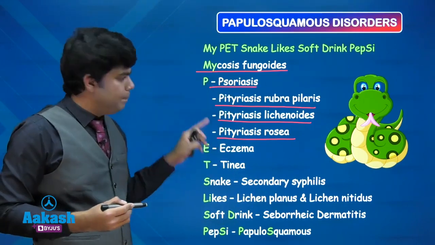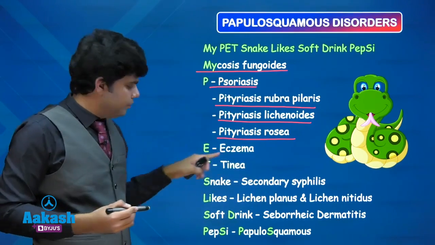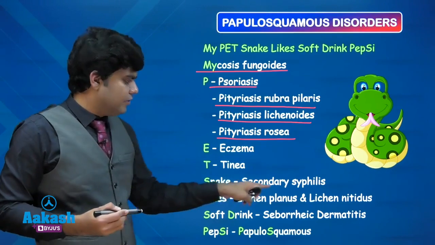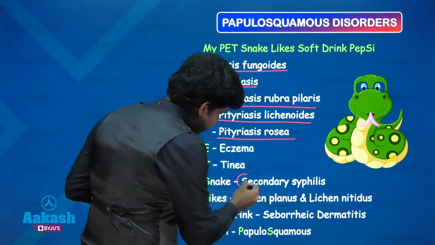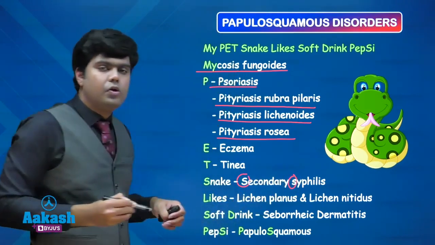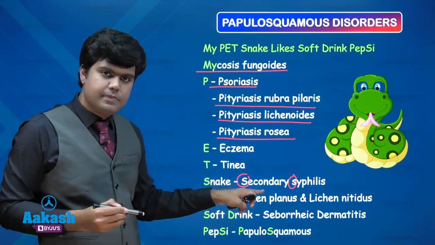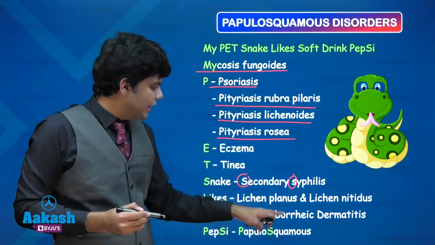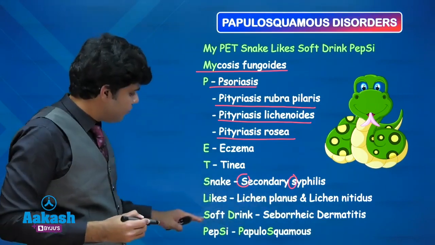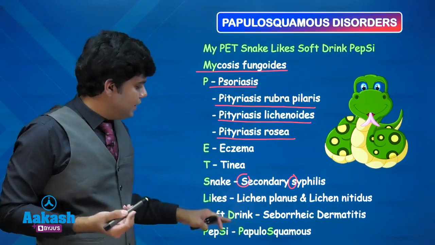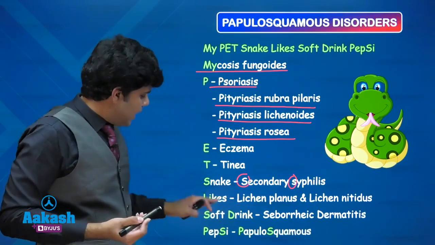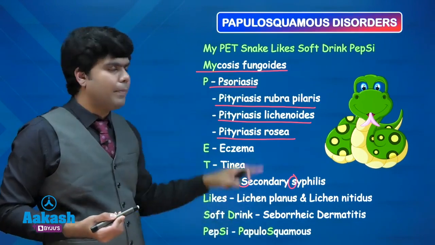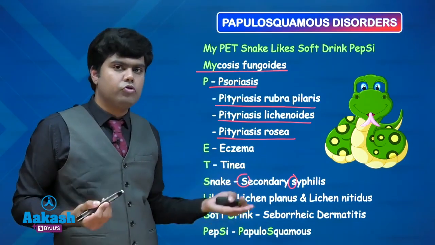We have PET, P-E-T, E for eczema, T for tinea, fungal infection, dermatophytic infection. Snake is secondary syphilis. So remember, it is secondary syphilis, not primary, not congenital syphilis. It's secondary syphilis, 2S. And we have likes, Li is for lichen planus and lichen nitidus. We also have soft drink. What is the meaning of soft drink? Soft drink is your seborrheic dermatitis. And we have again the topic name attached here. Pepsi is papulosquamous. So this mnemonic is for papulosquamous disorder. List of papulosquamous disorder.